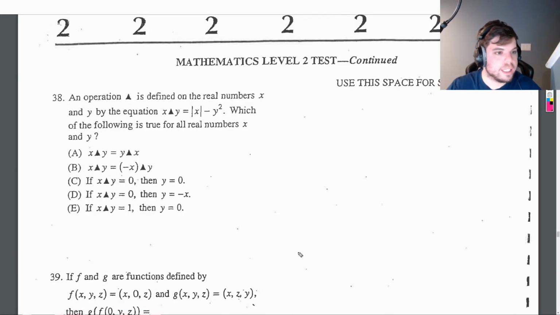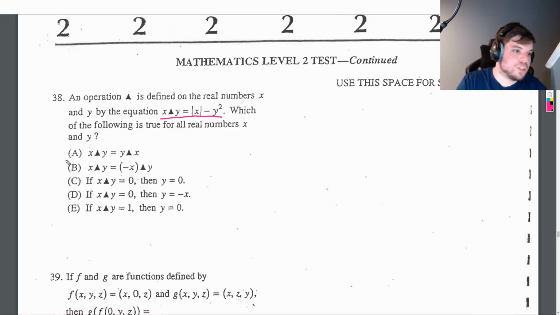An operation triangle is defined on the real numbers x and y by the equation x triangle y is the absolute value of x minus y squared. Which of the following is true for all real numbers x and y? So if you do get confused by something like this, mess around with this new operation. So let's mess around with triangle. That's true. Let's say that we're not confused though.